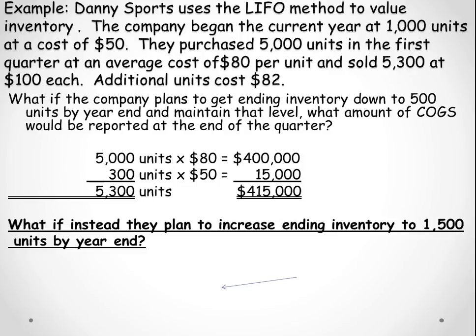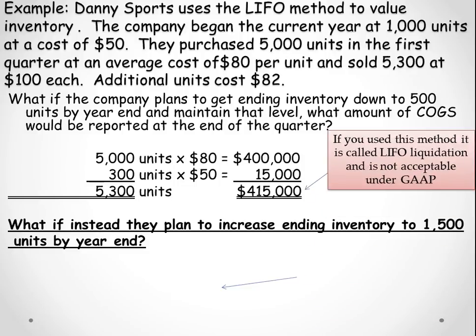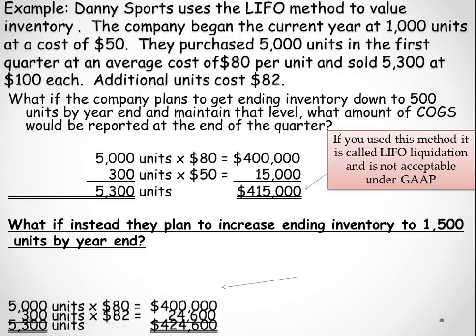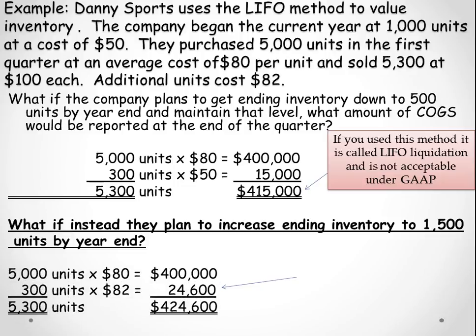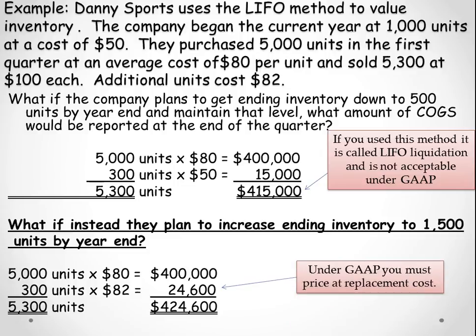Now, what if instead we plan to increase the ending inventory to 1,500 units by year end and have that be our minimum level? Then we cannot use this pricing, because otherwise it's called LIFO liquidation and it's not acceptable under generally accepted accounting principles. Instead, what we'd have to use is the replacement cost of $82 to come up with the value of the ending inventory.